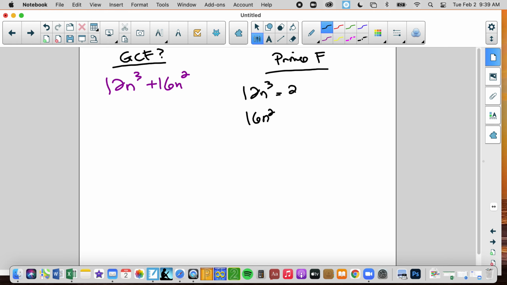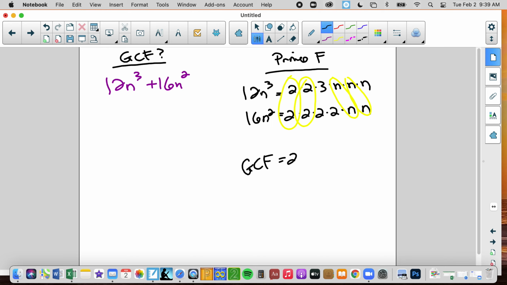12 gets broken into 2 times 2 times 3 times n times n times n. 16 is 2 times 2 times 2 times 2 times n times n. Let's circle what they have in common. They have a 2 in common. They have another 2 in common. They have an n in common, and they have a second n in common. So my GCF is going to be 2 times 2 times n times n, which equals 4n squared. So I'm going to factor out a 4n squared. Now, what's left?